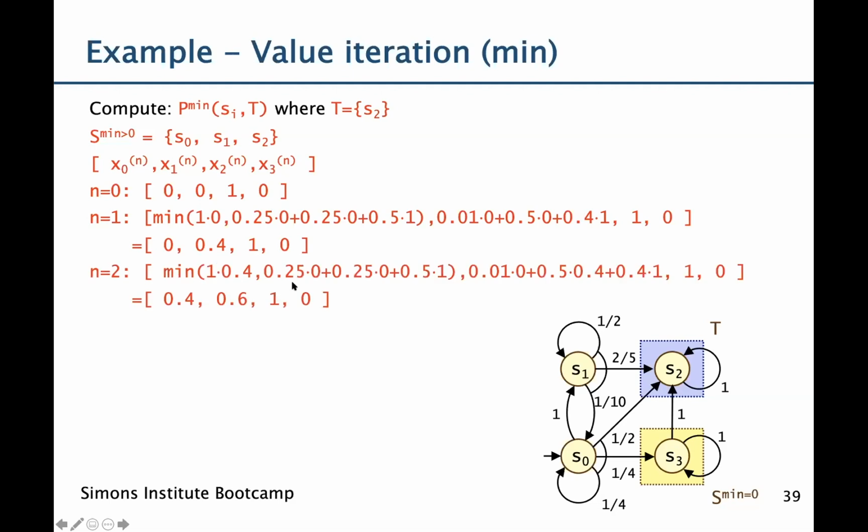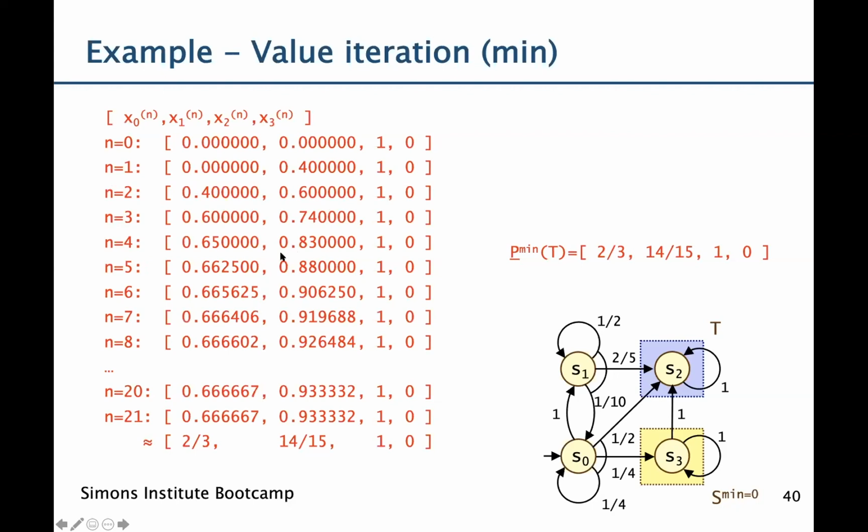Then if we apply it again, we get these probabilities here, and if we keep going, we'll see that we eventually converge to the probability for S0 of 2/3. For S1 it's 14 out of 15. Obviously it's 1 for S2 as that's the target, and obviously it's 0 for S3 as the minimum probability, as we've seen, is 0.